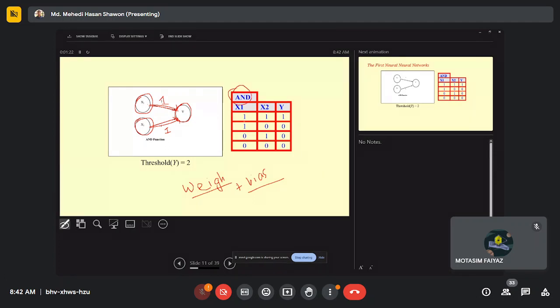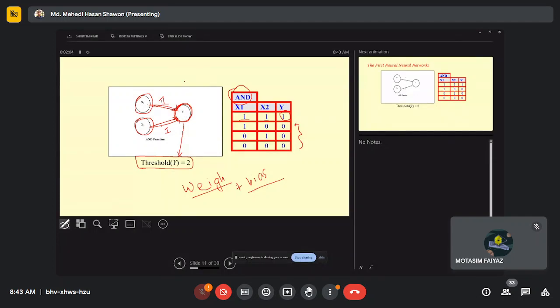So what is the AND gate? The AND gate indicates that if both inputs are 1, then y would be 1. In the other cases, 1 0, 0 1, 0 0, all the outputs will be 0. This is your output neuron, and it will activate if it meets the requirement. The requirement means the threshold. For this neuron, we consider the threshold as 2.